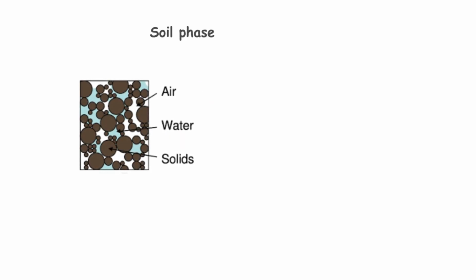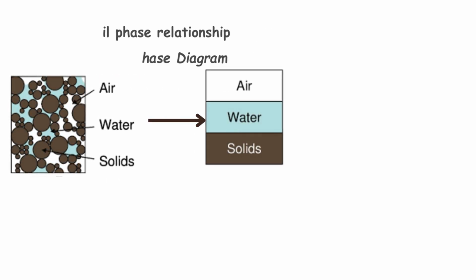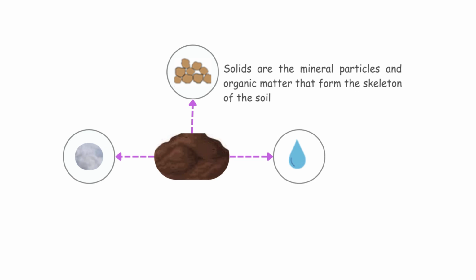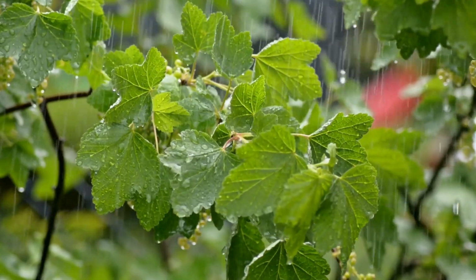To visualize soil phase relationships, we use a phase diagram. This diagram represents the three main components of soil. Solids are the mineral particles and organic matter that form the skeleton of the soil. Water is the moisture present in the soil void between the solid particles. And air is any void space not occupied by water.